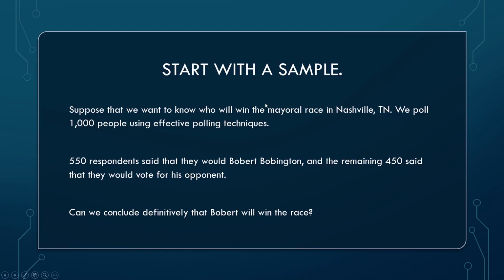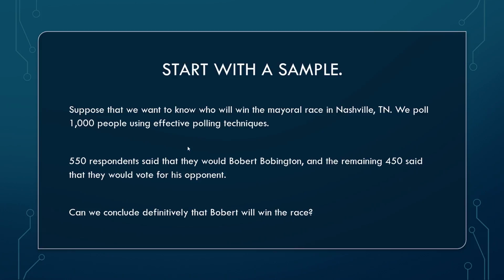So, obviously, we're going to start with a sample. And this will be the sample that we're going to run with for this whole video series, for this whole section out of the book. Suppose for me that we've got a mayoral race coming up in Nashville, Tennessee, and we want to know who's going to win before the actual day happens. Now, we're not going to know, well, unless we know everything, but we're just going to poll, say, 1,000 people.